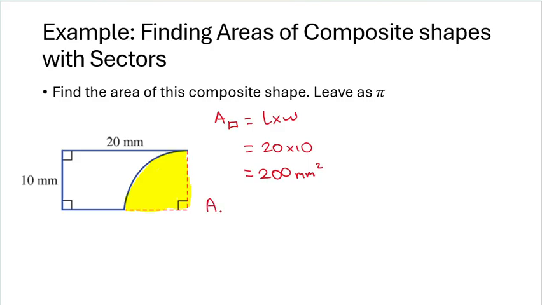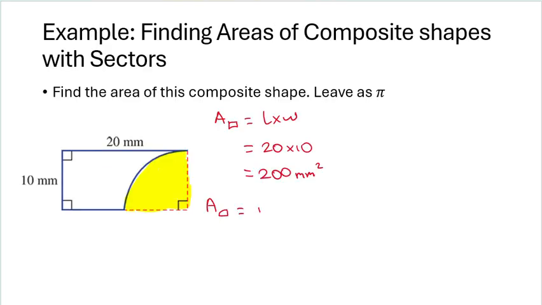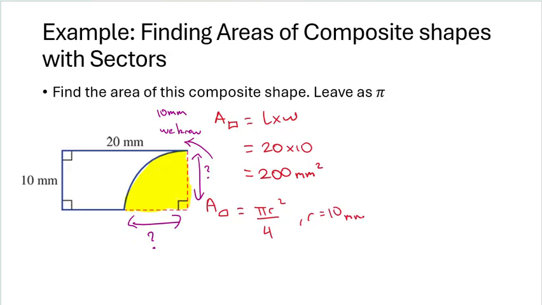Next thing you've got to do is find the area of the quarter circle. The formula that I gave you for the quarter circle was pi r squared over 4. Now, the problem is we need the radius of this circle, but it's quite easy to spot. You don't know what this side length is, but for this side length here, we do know. If you look towards the left of the rectangle, you can see that this is 10 millimeters. So that means the radius is actually 10 millimeters. That makes our life easy.